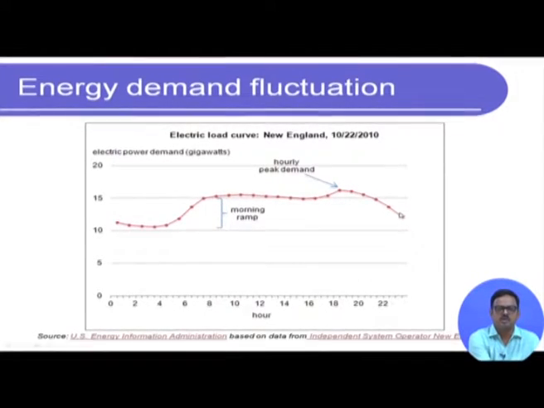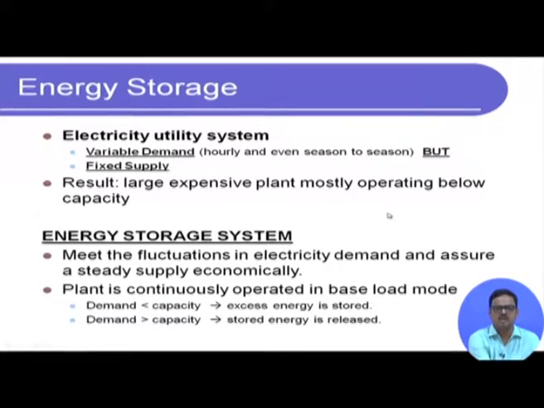Okay. So however, on this one, if I plot the electricity supply, then most likely, or most ideally, it will be a constant line. So what happens is we have to design a power plant for the maximum peak load, and that is not a very smart thing to do, because this is a large expensive plant mostly operating below its capacity.